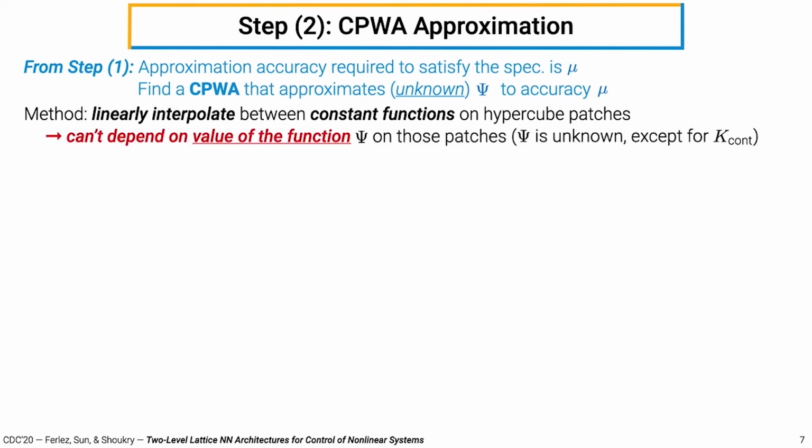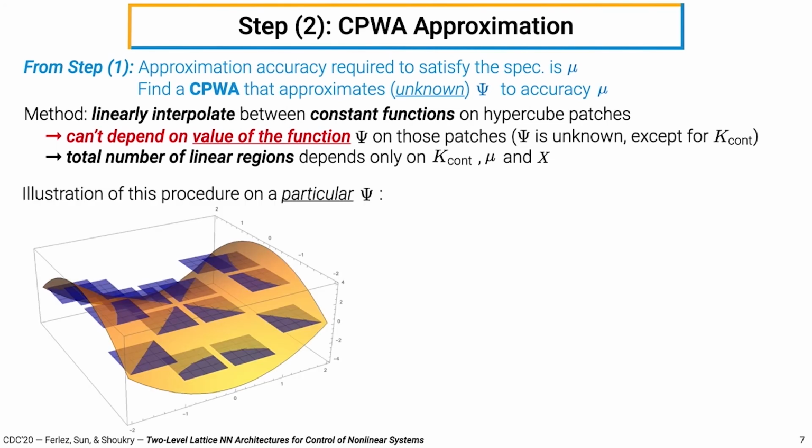Importantly though, this scheme can't depend on the particular value of the function psi on those patches. Recall psi is unknown except for its Lipschitz constant k-cont. And for reasons related to the architecture design, the total number of linear regions in the CPWA has to likewise depend only on the problem parameters rather than the particularities of the function psi. To illustrate this procedure, we will demonstrate it on a particular psi.